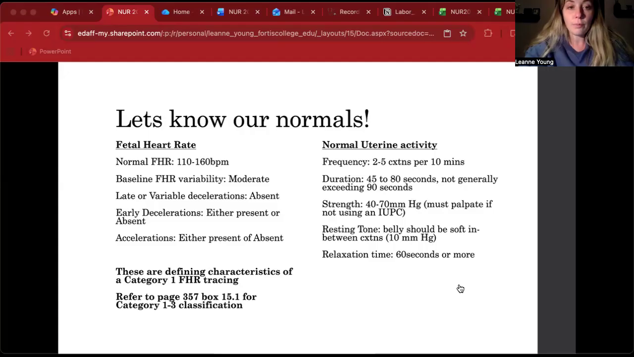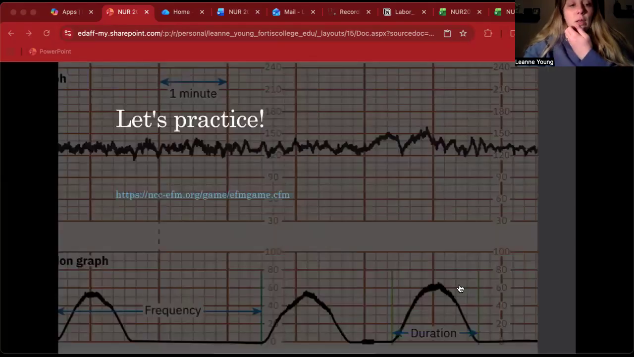Let's practice. Use this link. I know I sent you the copy of this PowerPoint. Please, please, please use this link and practice. There's some really awesome strips on there. It'll mimic fetal heart rate tracing, okay?